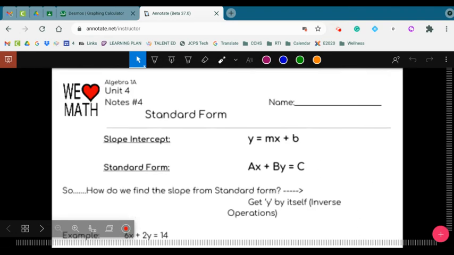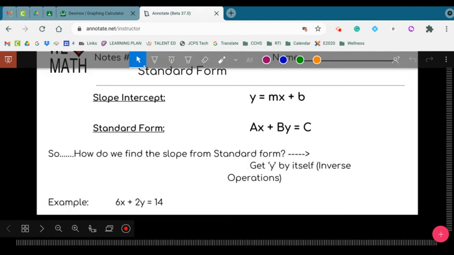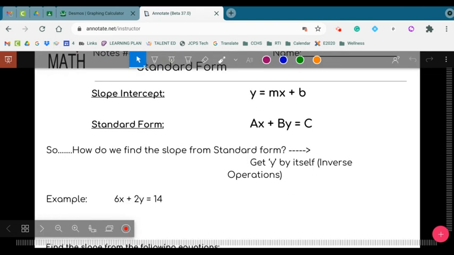Okay, today we're going to do Unit 4, Notes number 4, or you could say these notes are number 5, which is standard form. So we've talked about slope-intercept, which is y equals mx plus b, where m is our slope and b is our y-intercept. Today we're going to introduce standard form, which is ax plus by equals c, where a, b, and c normally are replaced with numbers. So we're going to talk about how to get that into slope-intercept form and also how to graph using standard form.